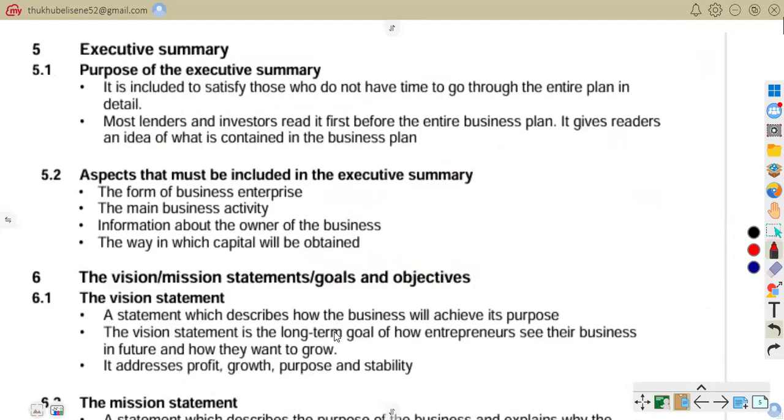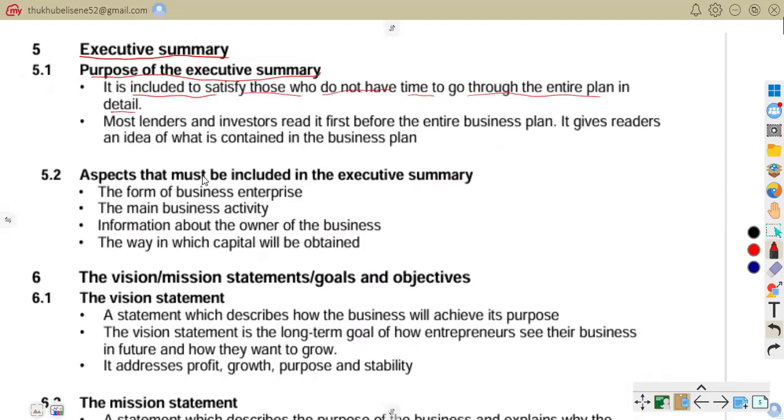Now let us move on to the executive summary. Purpose of the executive summary. As it says, it is included to satisfy those who do not have time to go through the entire plan and detail. So it helps people who do not have time to read the whole plan.